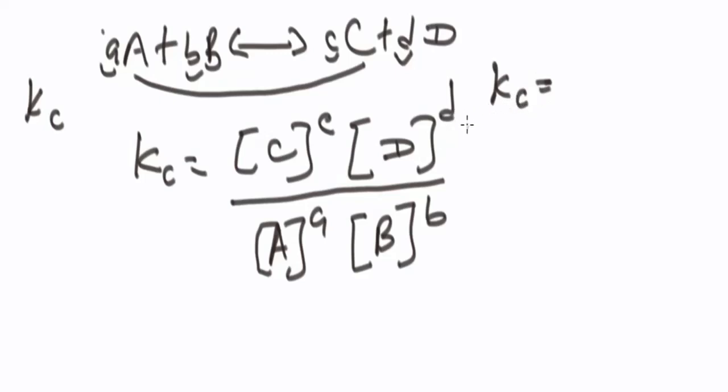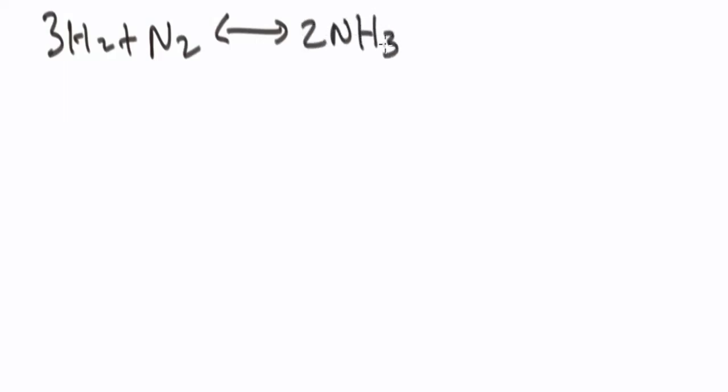Now let's look at a typical reaction and write the equilibrium constant expression for it. We are given this reaction: 3 moles of hydrogen gas reacts with nitrogen gas to yield, and remember this is a reaction in equilibrium, this double-headed arrow is used to indicate it, to yield 2 moles of ammonia. We have to write the equilibrium constant expression for this reaction.